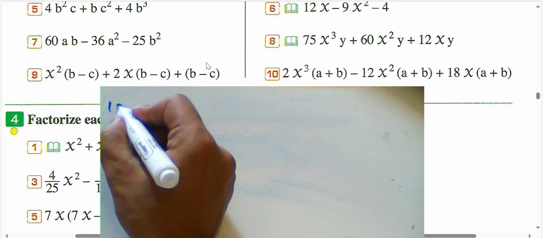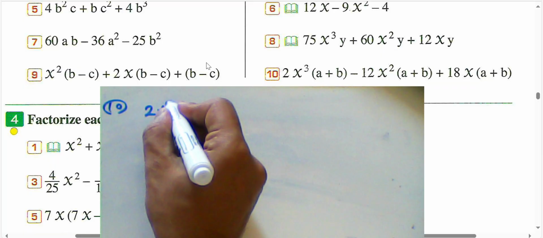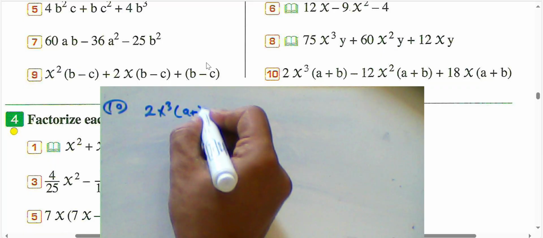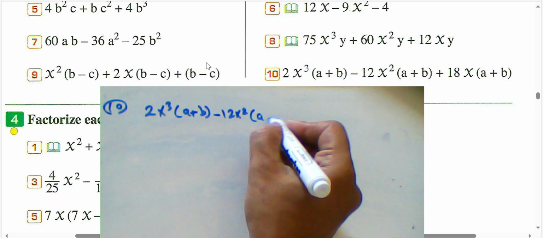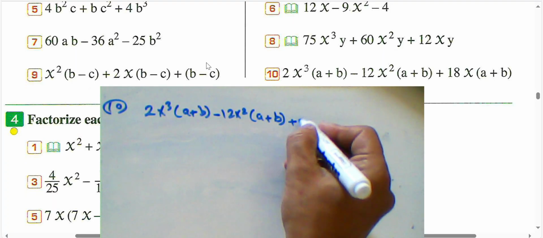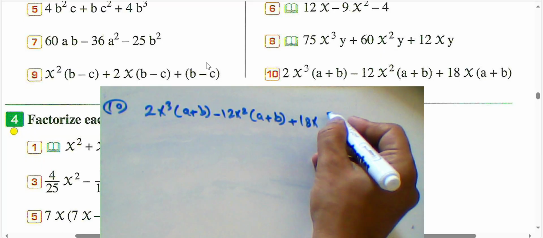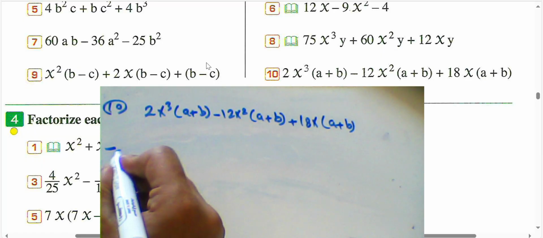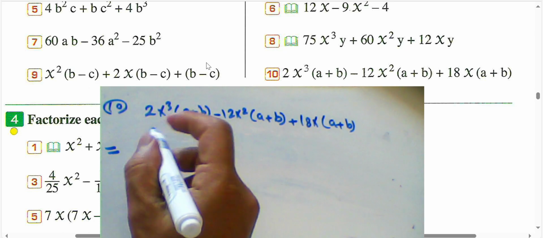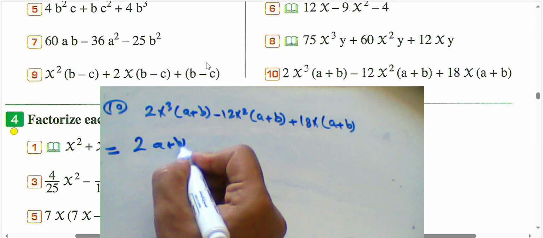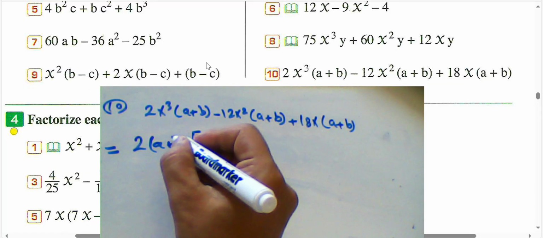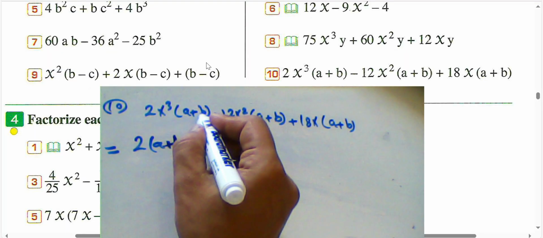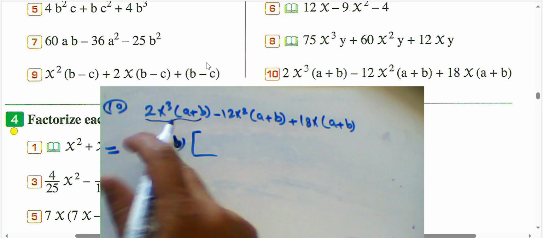Question number 10. We have 2x power 3, times (a plus b), subtract 12x power 2, times (a plus b), plus 18x times (a plus b). We can write 2 as a common factor between 3 terms, and 2 and a plus b are repeated. Then this is the first expression divided by 2 times (a plus b). The remainder here, 2 divided by 2, 1, x power 3.